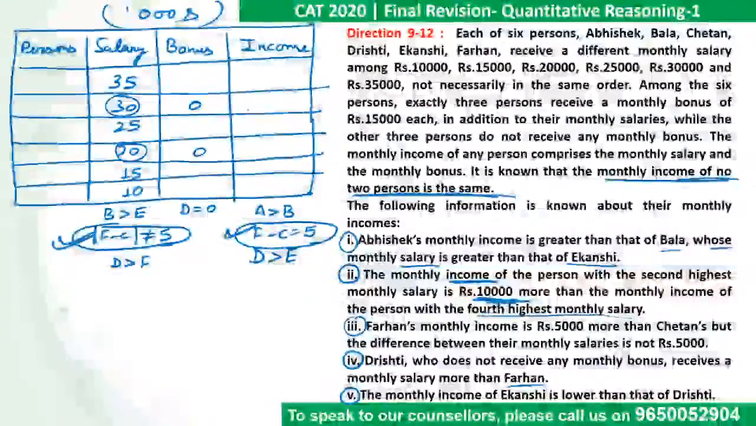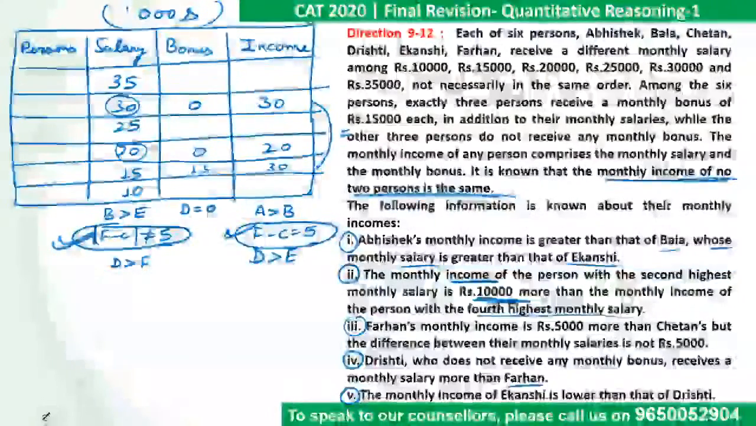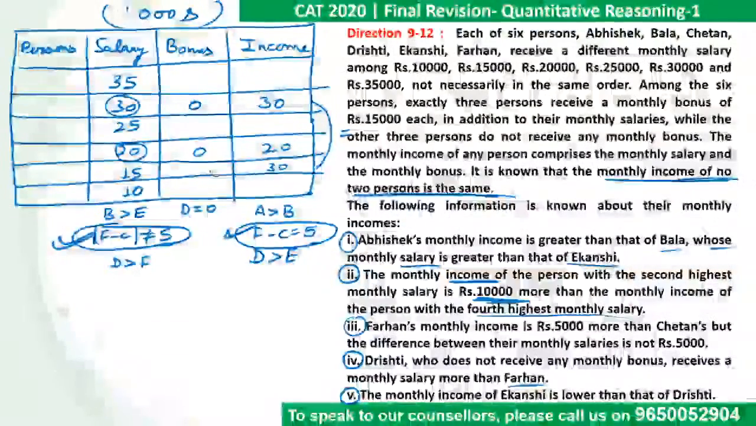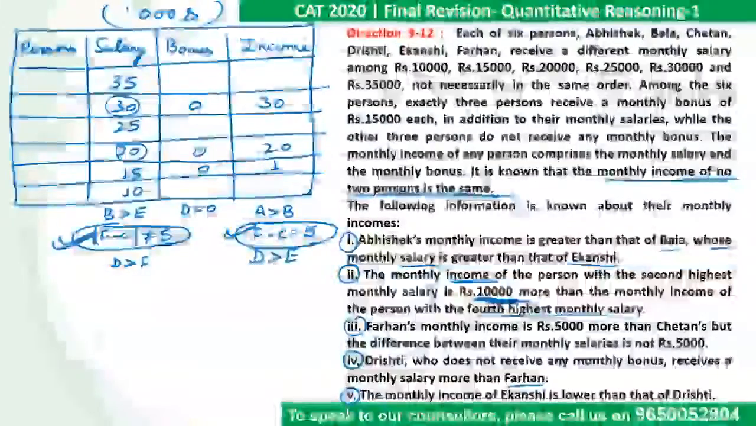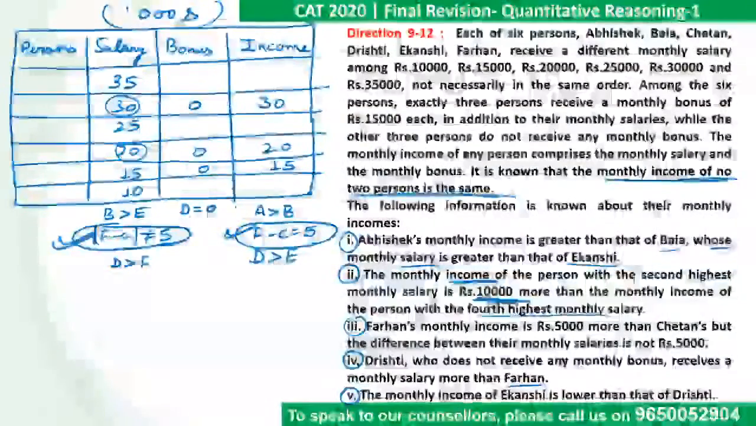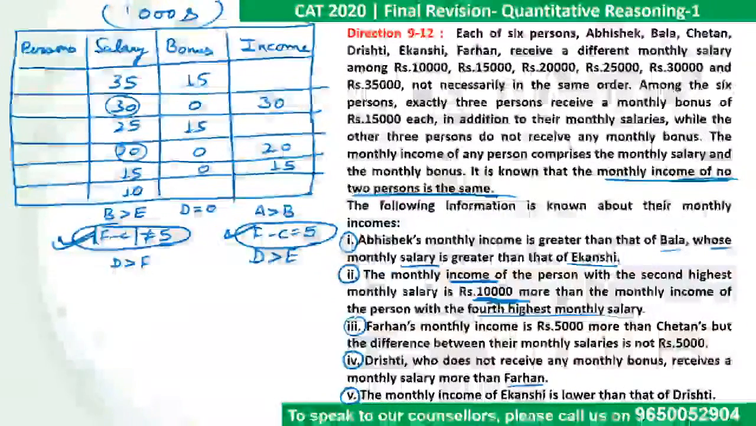So only one possibility, both of these did not get any bonus. So 0, 0. So we get here 30 and we get here 20. By the way, if I put 15 here, then this will also become 30. Then these two will become equal, which is not possible. So it means the person whose salary is 15,000 can never get any bonus. Now, we know the 3% who are not getting any bonus, so it means other 3% are getting the bonus.